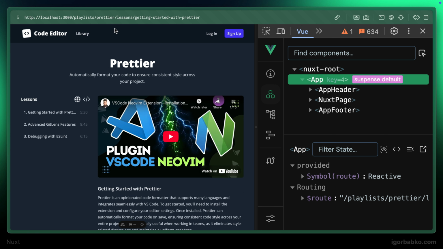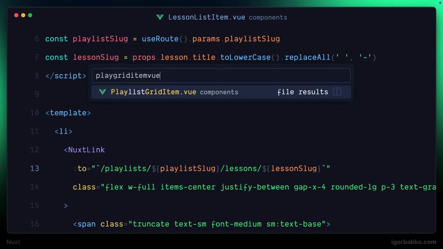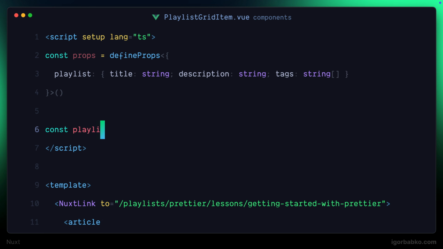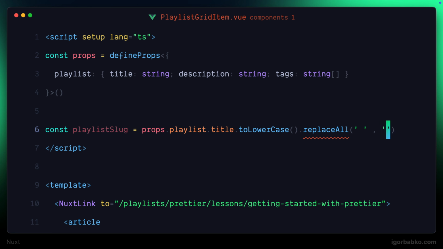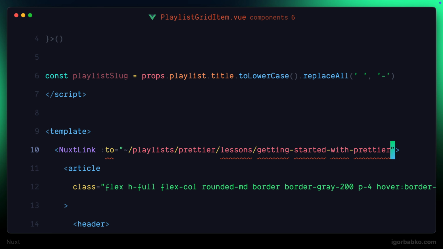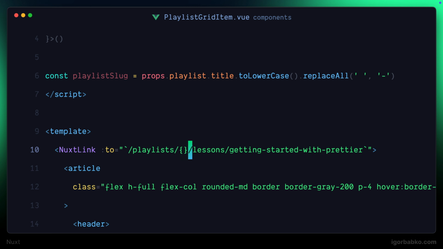we're gonna have to open up playlist grid item component. In here, let's accept props into props object and extract playlist slug from the title property of the playlist prop. Just like we did for lesson slug, we're also going to lowercase all letters in the title and replace spaces with dashes to turn this title into slug. And the only thing left to do is to interpolate this playlist slug variable into this address, like so.